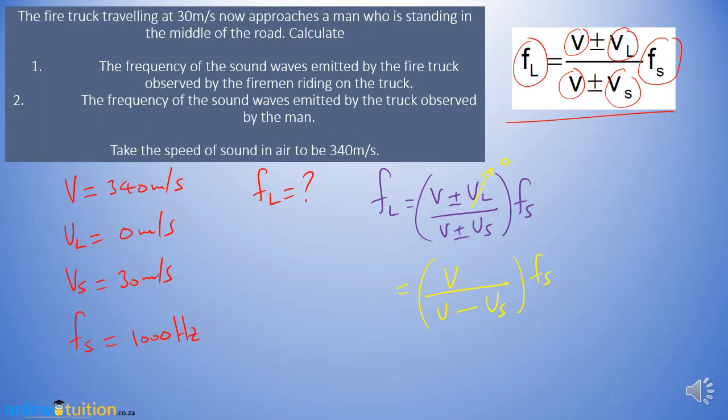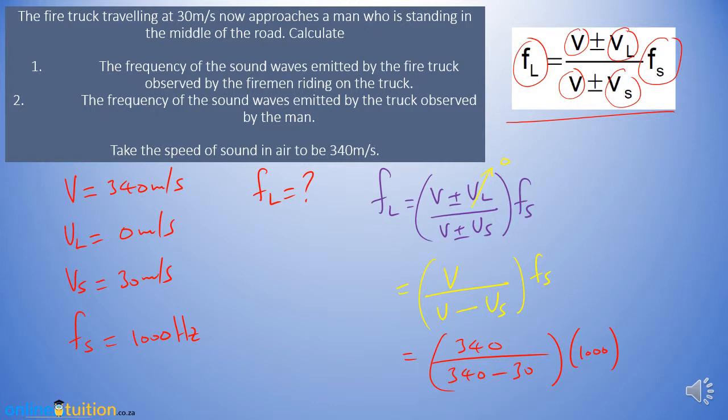This is not a maths lecture. This is pretty obvious, but I'm just stressing the point of how we choose the signs. Well, let's just put in the numbers and see what actually happens. So the velocity of sound was 340. Then we go 340 minus the velocity of the source, which is 30, and we multiply that by 1,000. And let's have a look.